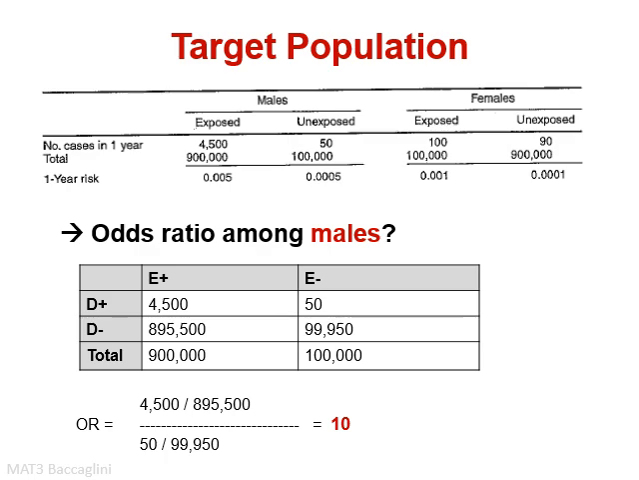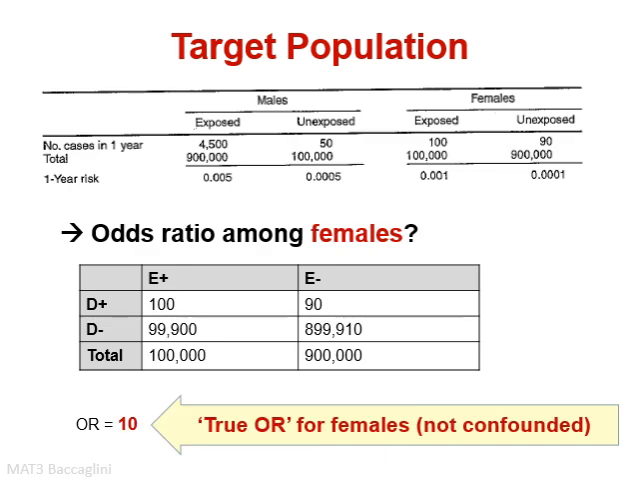The odds ratio among males is 10. Remember, the crude odds ratio was 33. So for males, it's 10. For females, it's also 10. So we're calculating the odds ratio using the data from females and ignoring males. So now we have stratum-specific odds ratios that are 10 for males and 10 for females, but when we combine them together, it's 33.